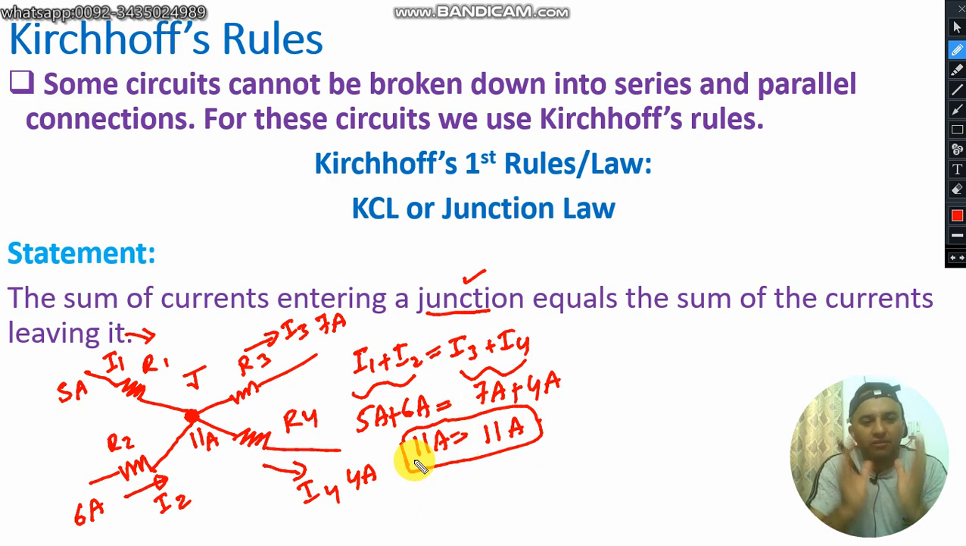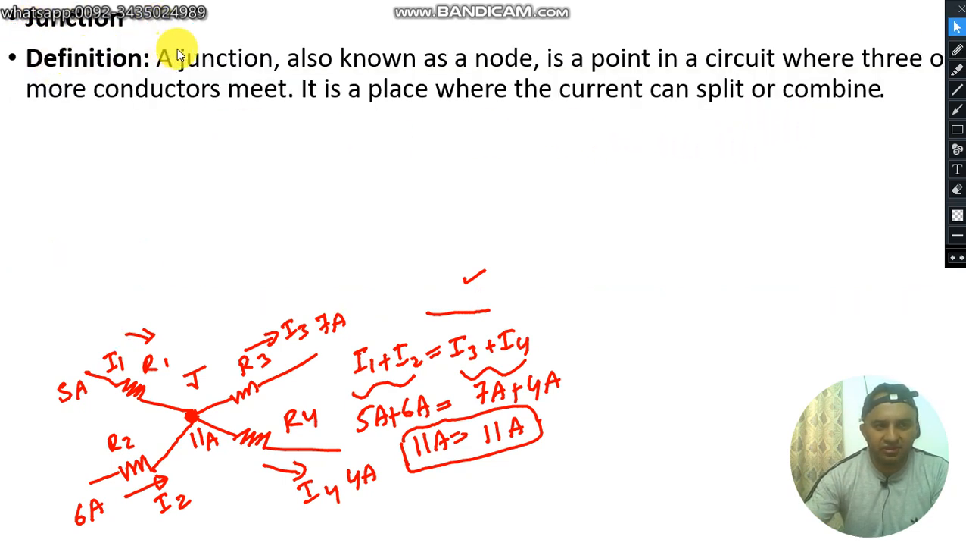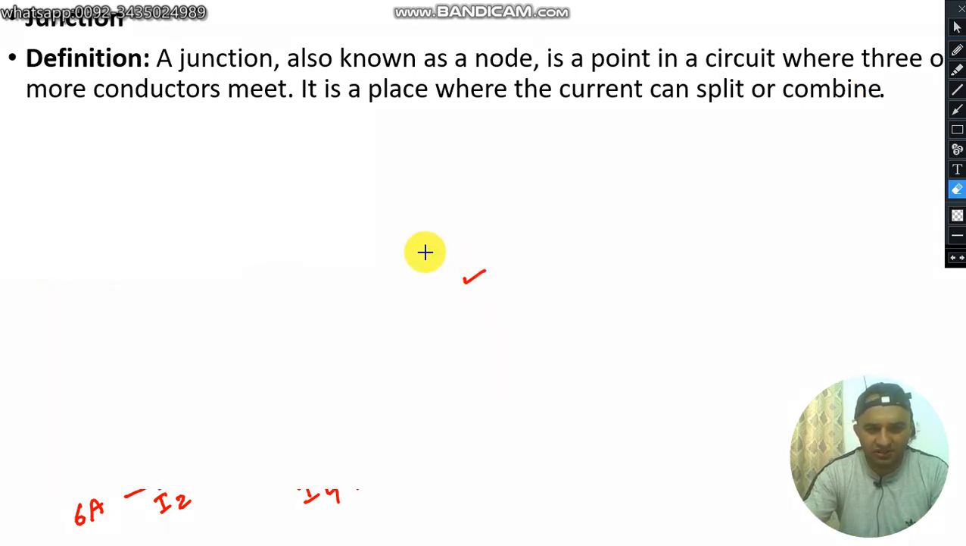Let me explain in a different way. So what is a junction? A junction, also known as a node, is a point of a circuit where three or more conducting wires meet. It is a place where the current can split or combine. A point where the current is combined or leaving at a point is called the junction, or it is also known as the node.